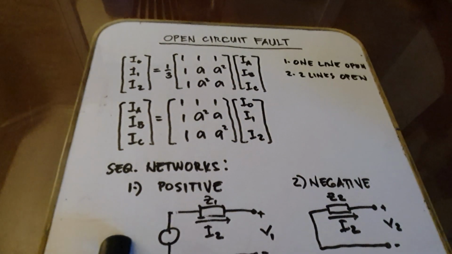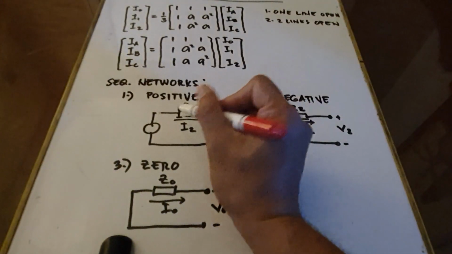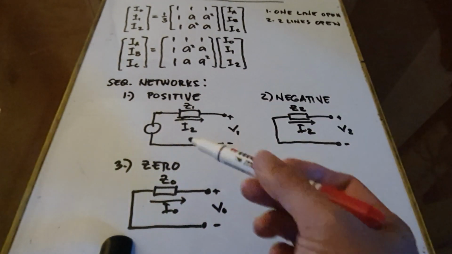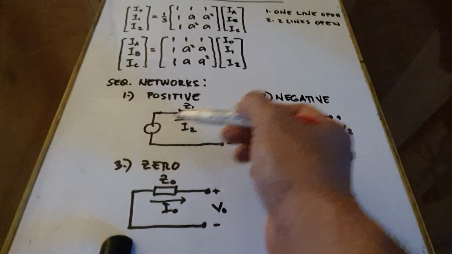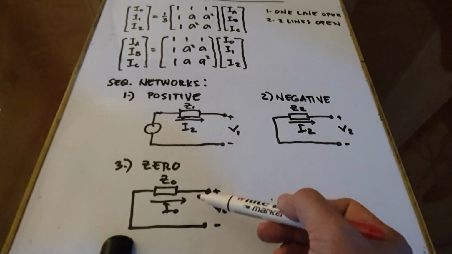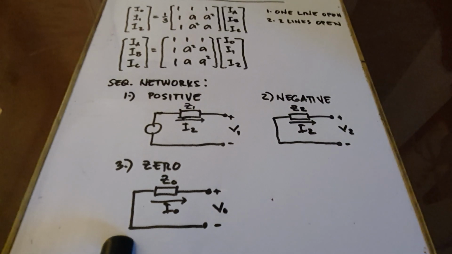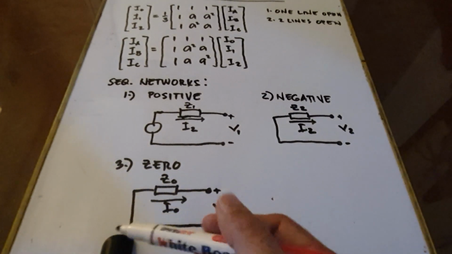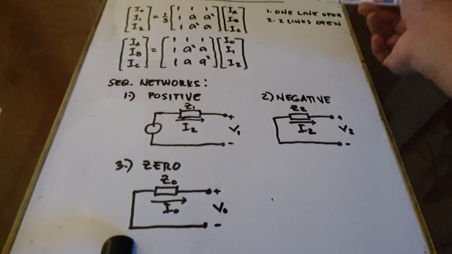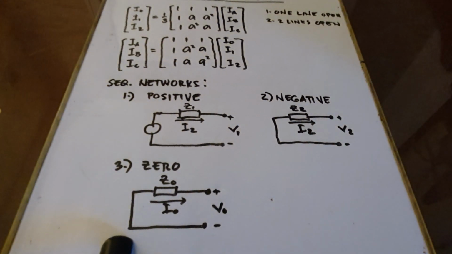Okay, and also for the sequence networks. So these are the sequence networks. This is for the positive sequence. This is the equivalent circuit, and for the negative sequence, and also for the zero sequence. And this was already discussed in our first video. Now these are the tools, or the symmetrical components, that we are going to use in analyzing these two types of fault, the one line open and the two lines open.